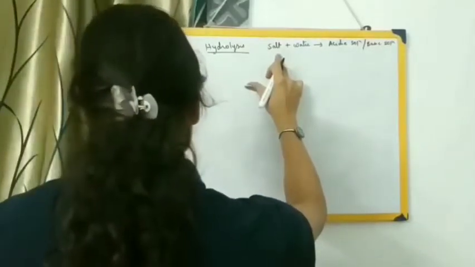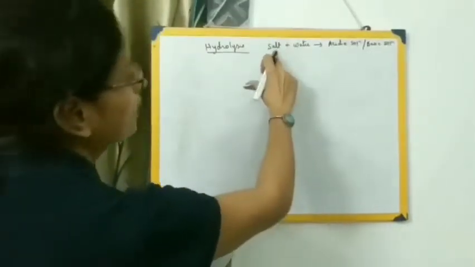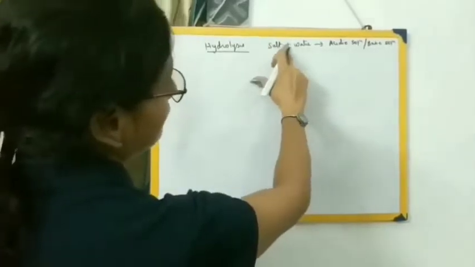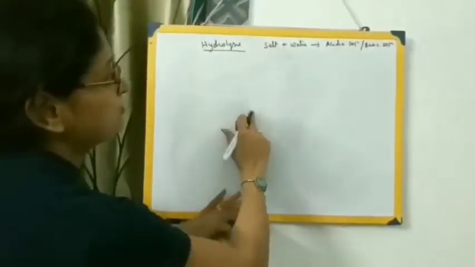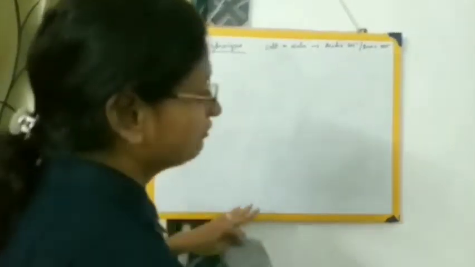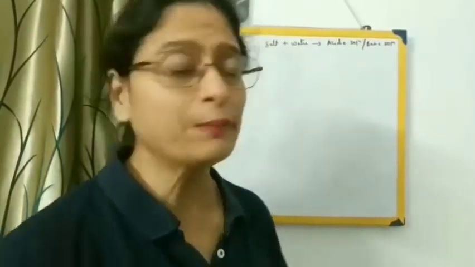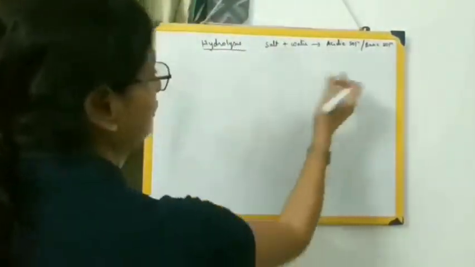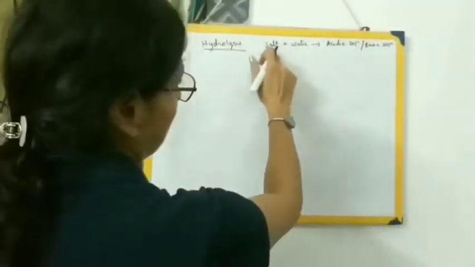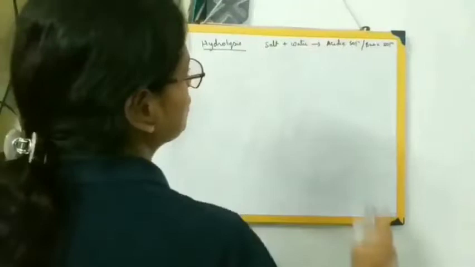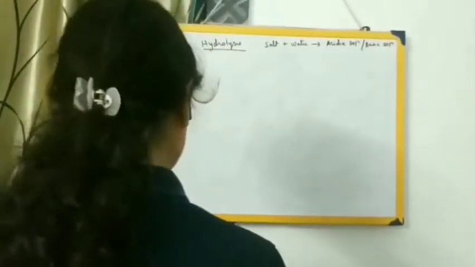Now in this hydrolysis, the salt is reacting with water. So what is the role of water over here? When water is added to a salt, it will rupture the bonds of the salt. Water is H plus and OH minus. Suppose any salt is taken and water is added to it, it will rupture the bond between the ions of the salt, leading to the formation of either an acidic solution or a basic solution.